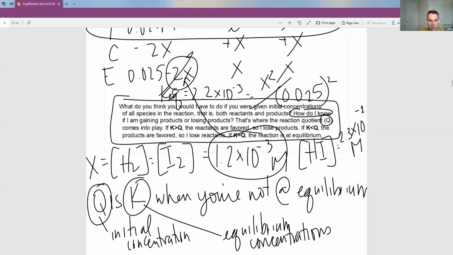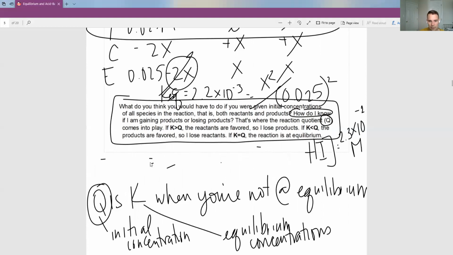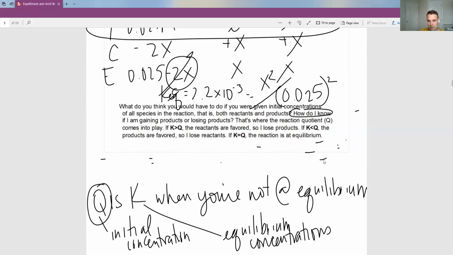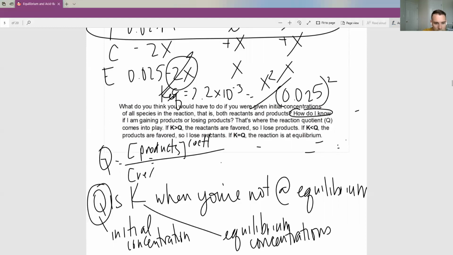And so once you do that, I'm going to erase this so I can show you what that means. So Q, concentration of products to their coefficients divided by the concentration of reactants to their coefficients, not at equilibrium.